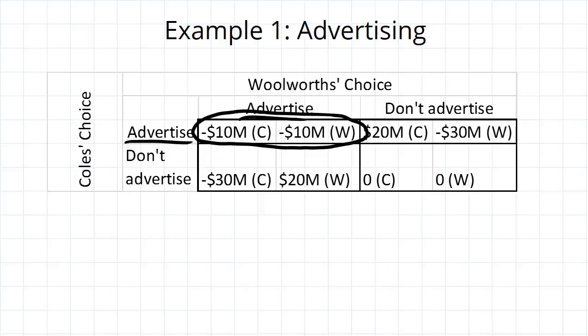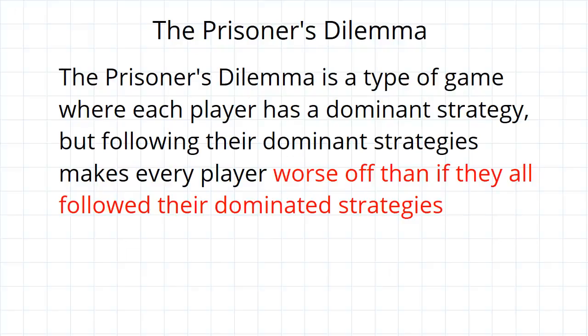And it's an example of the prisoner's dilemma, which is a type of game where each player's got a dominant strategy, but following their dominant strategies makes every player worse off than if they didn't. It's named the prisoner's dilemma after the classic example that is generally used. So we'll go into that now.